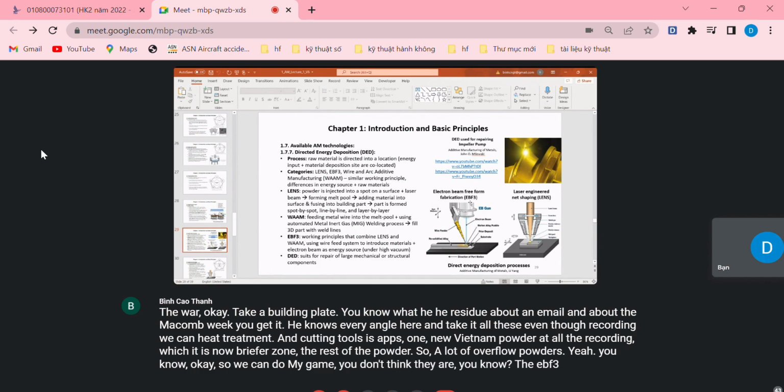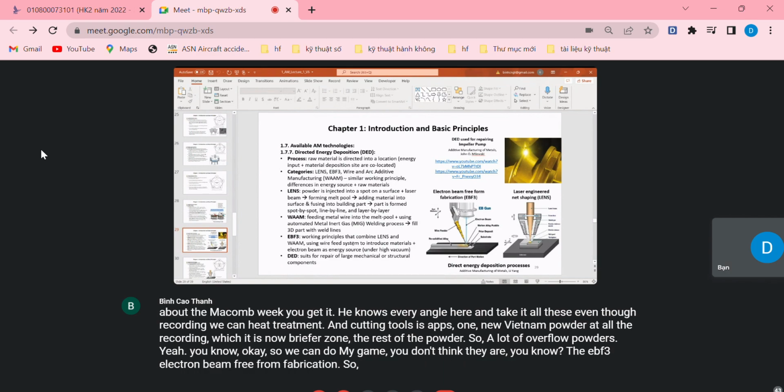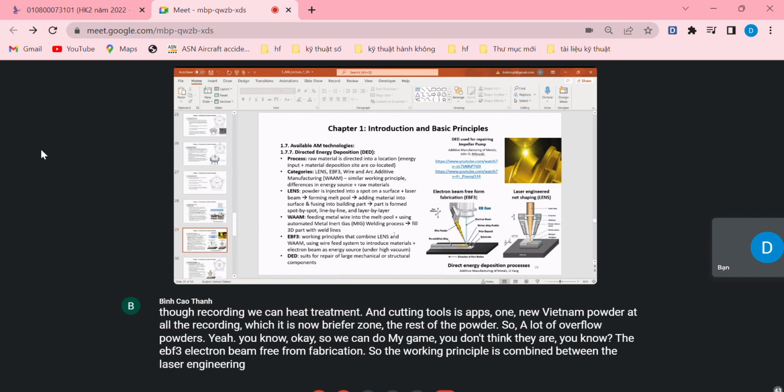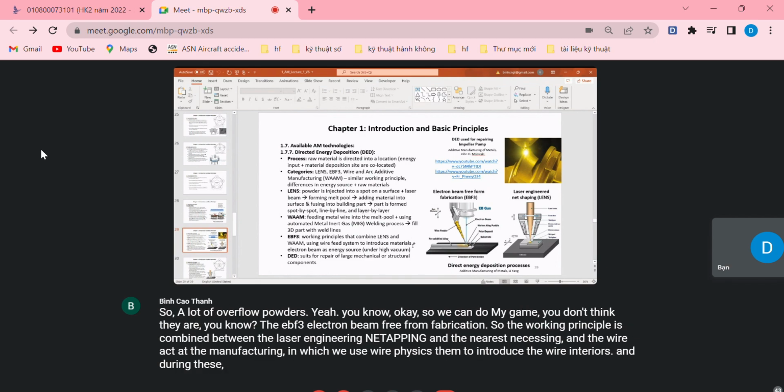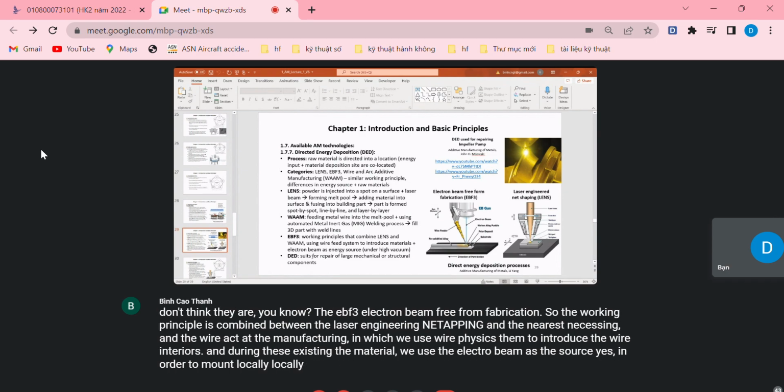EBF3, electron beam free-form fabrication. So the working principle is a combination of laser engineering net shaping and the wire arc additive manufacturing, in which we use a wire feed system to introduce the wire material. And during this deposition, we use the electron beam as the heat source in order to locally melt the material and deposit it onto the substrate plate or on the previous layer.